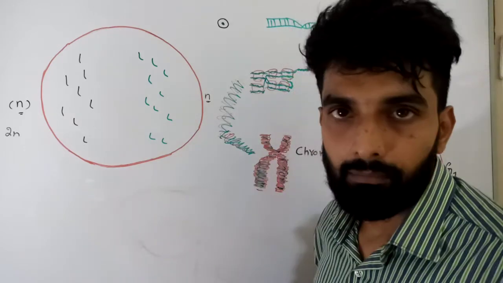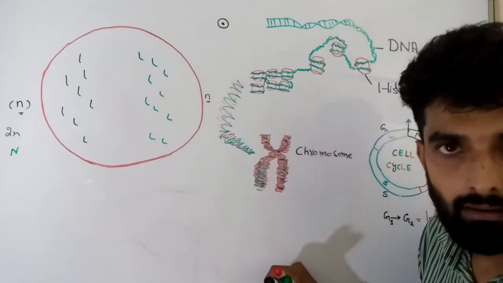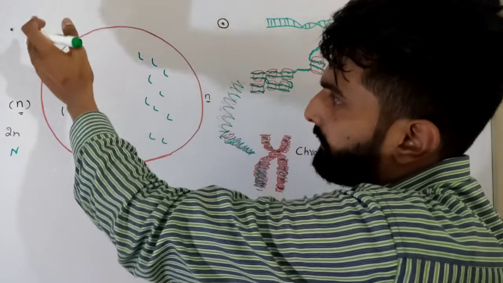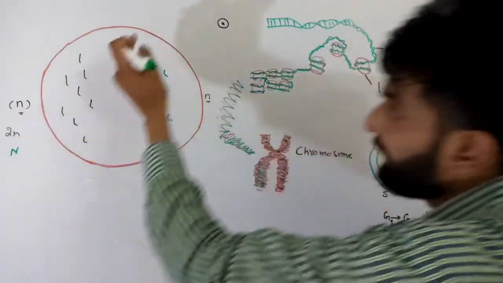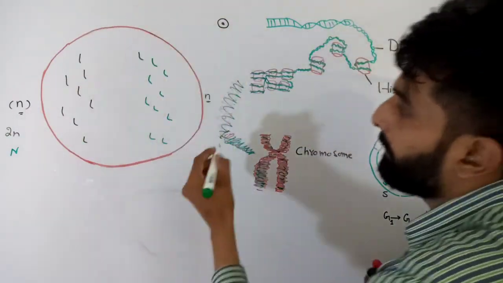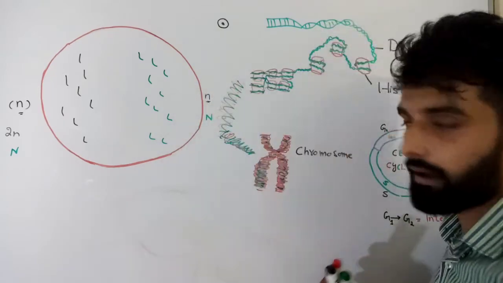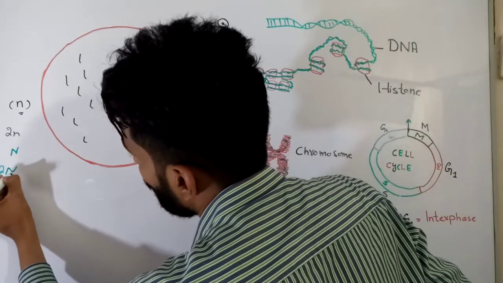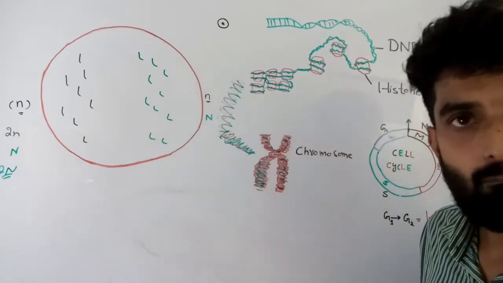Similarly, the amount of DNA is shown by capital N. And when there are 23 chromosomes from the mother side, it means they will be having N amount of DNA, and 23 chromosomes from the paternal side will also be having N amount of DNA. So it means the amount of DNA is also 2N. Clear?